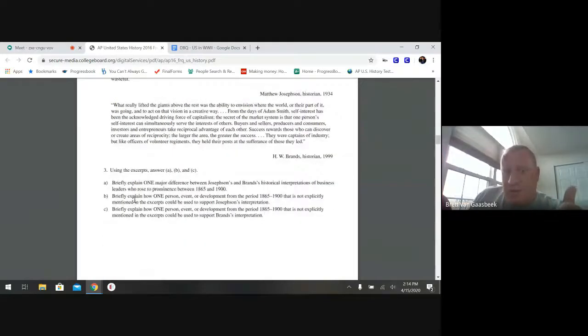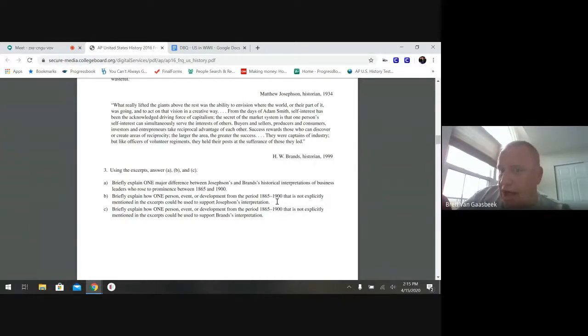Then it says briefly explain how one person, event, or development from the period that is not explicitly mentioned in the excerpts could be used to support Josephson's interpretation. All right, so he talked about centralizing, and the easiest route, if you talk about Pittsburgh at that point, is to mention Carnegie, to go after Carnegie and saying he centralized the steel production of the United States within the steel city of Pittsburgh. He brought together an entire industry under his control.